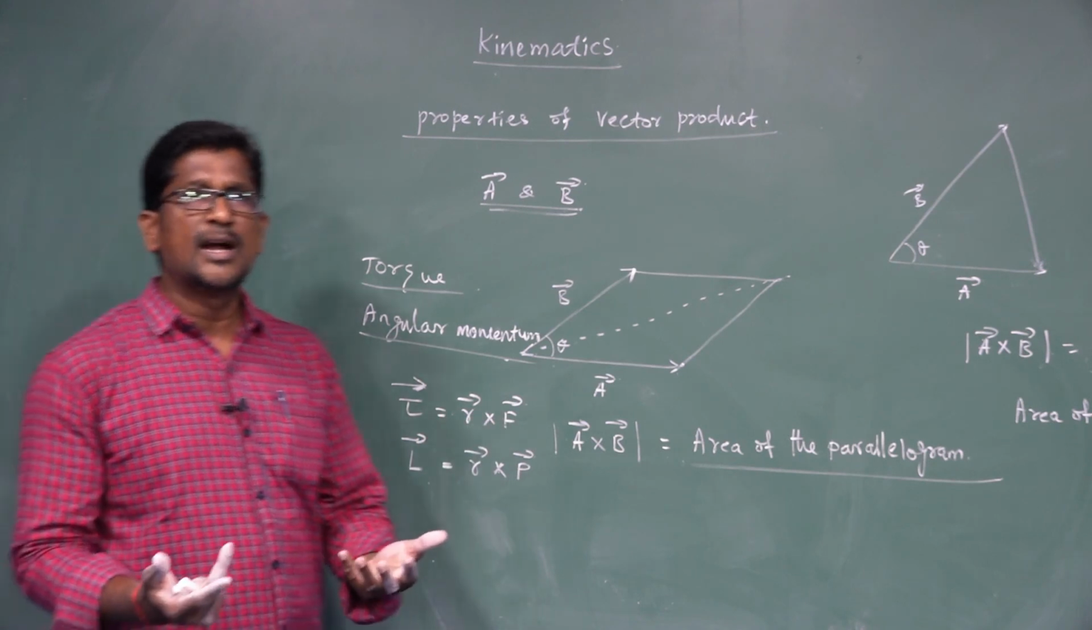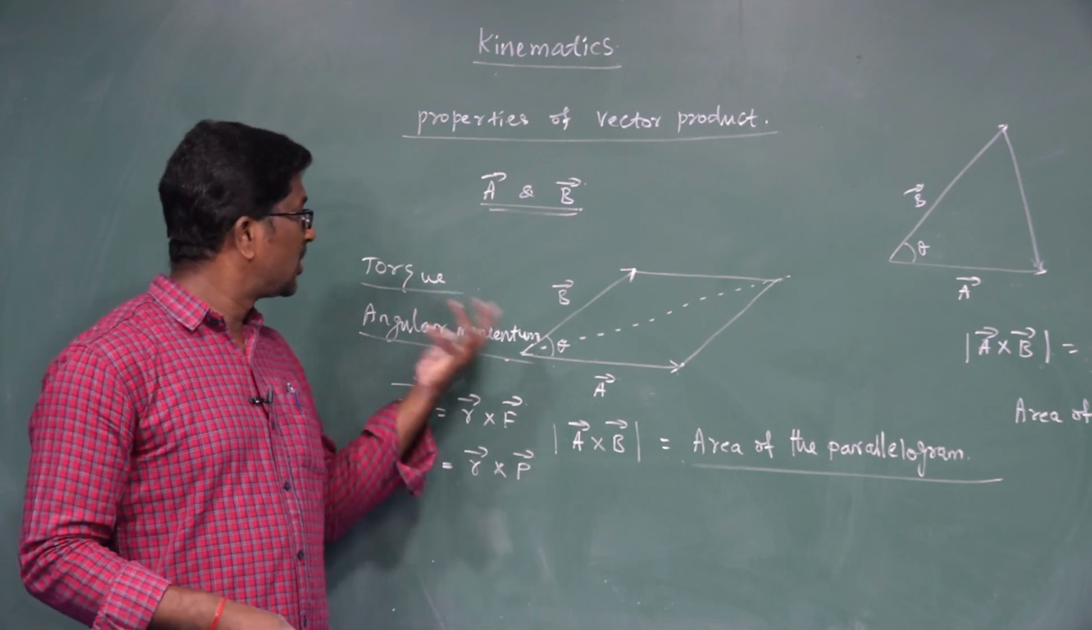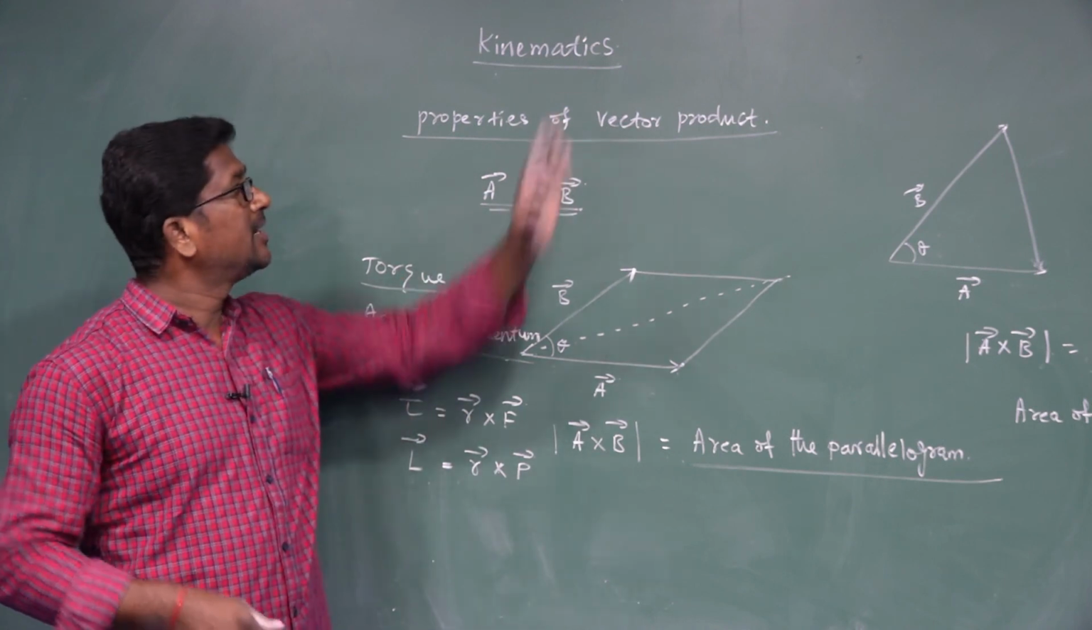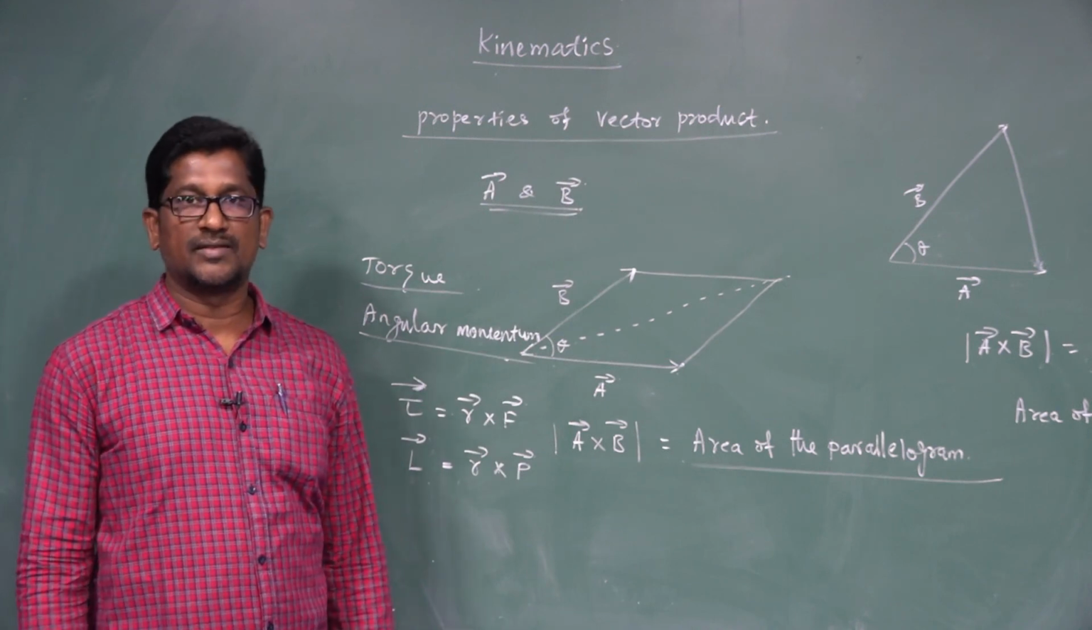While we are dealing with rotational motion, the important physical quantities are torque and angular momentum. They are represented by the vector product or cross product.